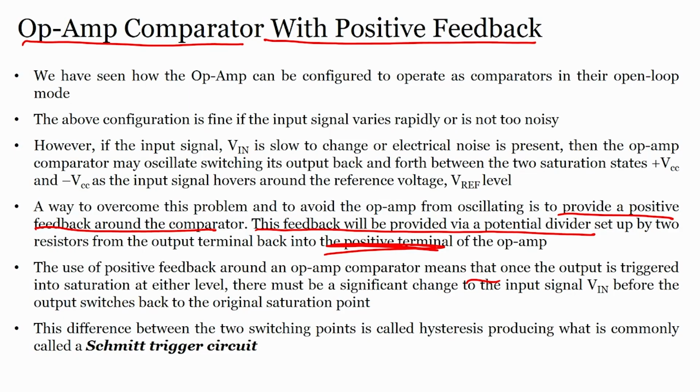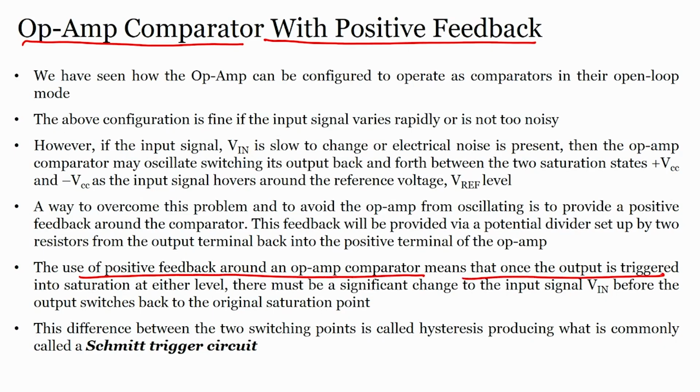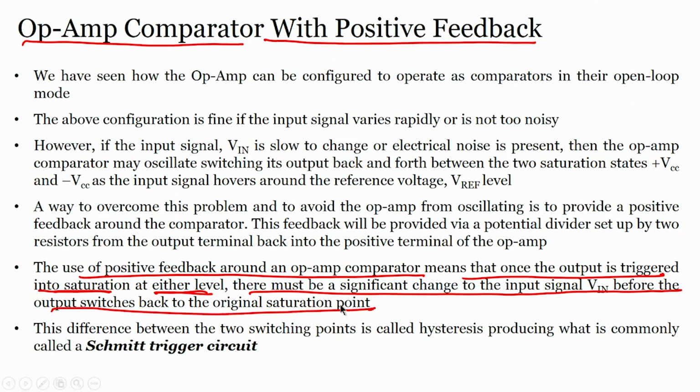We will use a potential divider circuit, which you already know, with 2 resistors, and we will apply the voltage across the potential divider back to the positive terminal of the op amp, that is, back to the non-inverting terminal of the operational amplifier. Once we do that, the use of positive feedback around the op amp comparator means that once the output is triggered into saturation at either level, there must be a significant change to the input signal V in before the output switches back to its original saturation point.